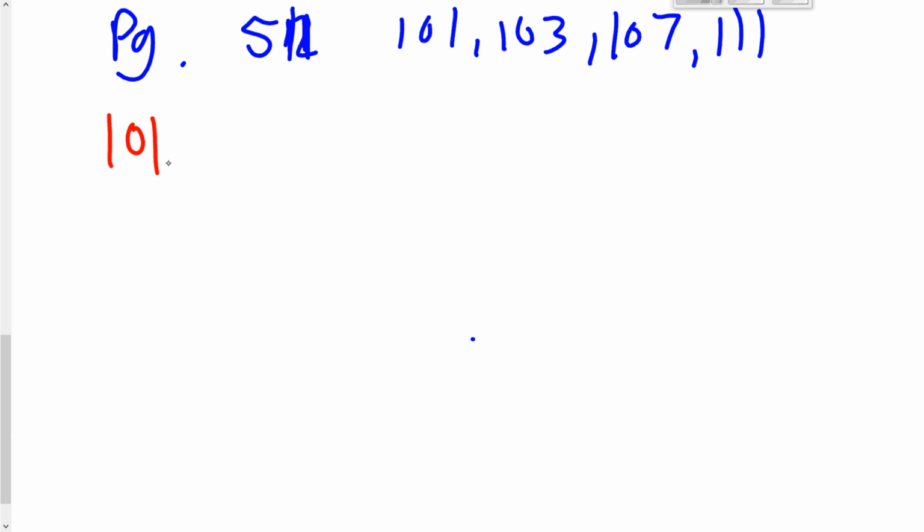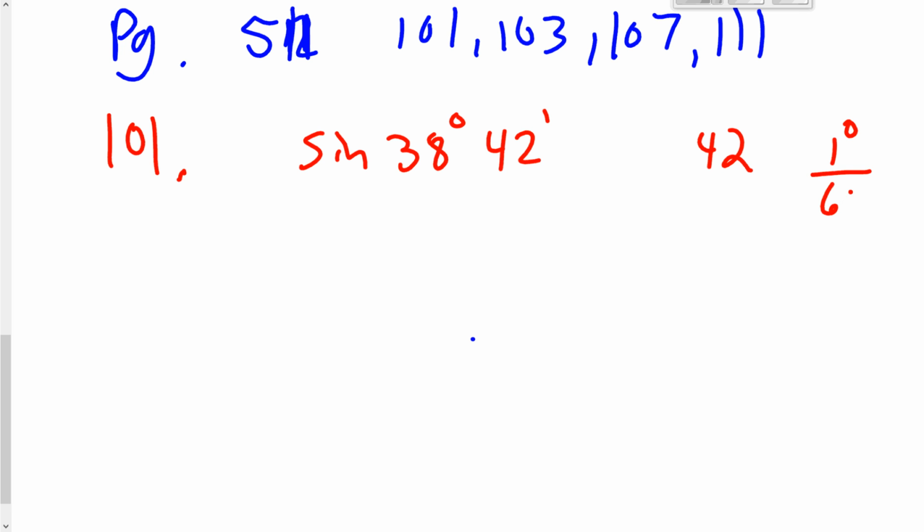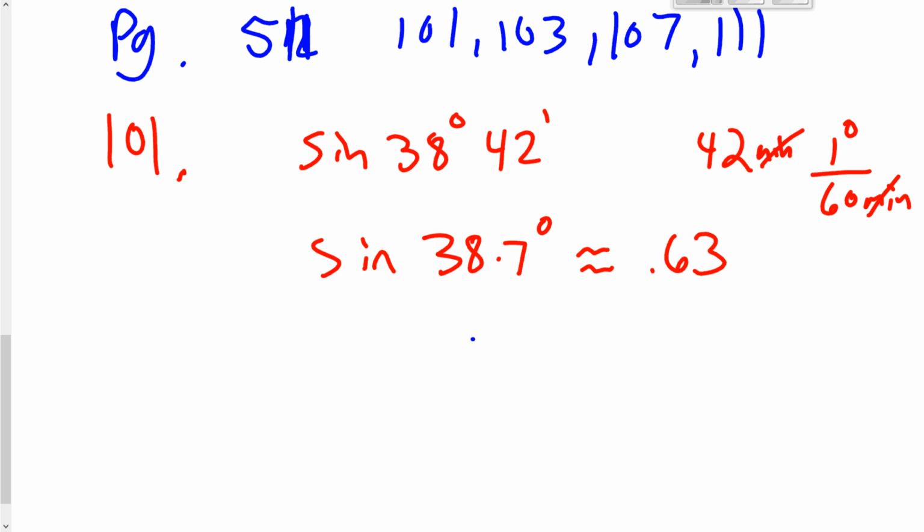Number 101 is sine of 38 degrees and 42 minutes. We're going to have to switch that minutes. In 1 degree there's 60 minutes, so this minute will cancel out with these minutes. We'll just take 42 divided by 60, which is 0.7. So this is 38.7 degrees. Now we can type that in our calculator, and we get approximately 0.63. So there's our answer to that.